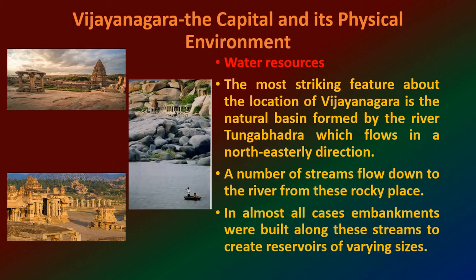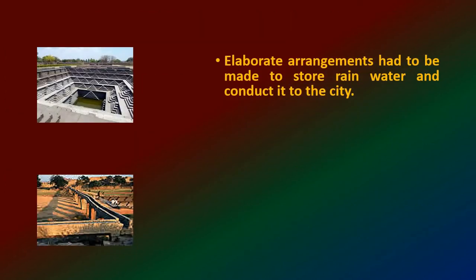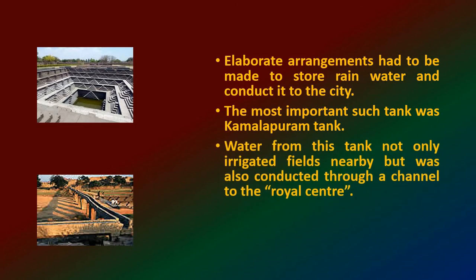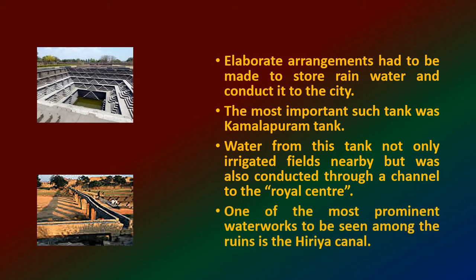In almost all cases, embankments were built along these streams to create reservoirs of varying sizes. Elaborate arrangements had to be made to store rainwater and conduct it to the city. The most important such tank was Kamalapuram tank. Water from this tank not only irrigated fields nearby, but was also conducted through a channel to the royal center. One of the most prominent waterworks to be seen among the ruins is the Hiriya Canal.